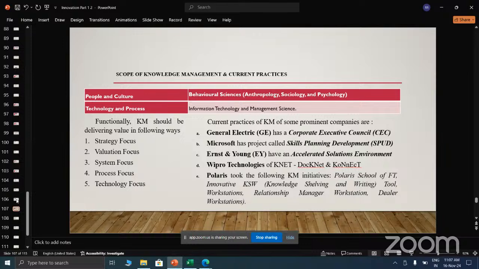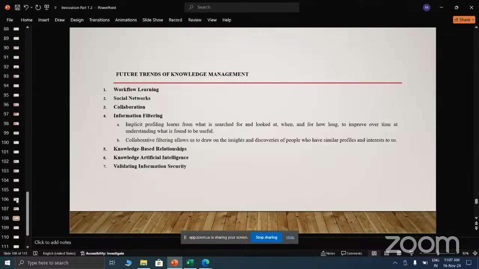Okay, and Polaris rechristened it as Polaris School of IT, innovative KSW, that is knowledge sharing and rating, tool workstations, relationship manager workstations, and dealer workstations. Future trends of knowledge management include workflow learning, social networks, collaboration with others, including peers or other organizations.